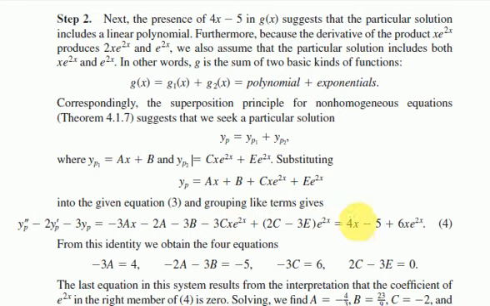As the coefficient of x term is 4 here, what is the coefficient of x term here? Minus 3a. The constant term is minus 5, and what is here? Minus 2a minus 3b is equal to minus 5. The x e raised to power 2x coefficient is 6, so here the x e raised to power 2x coefficient is minus 3c. And this is another equation, 2c minus 3e, which is for e raised to power 2x. Here we don't have this term, so this is equal to 0.